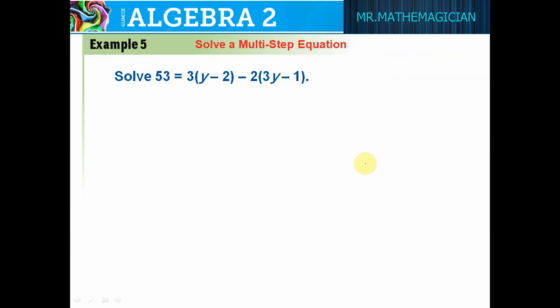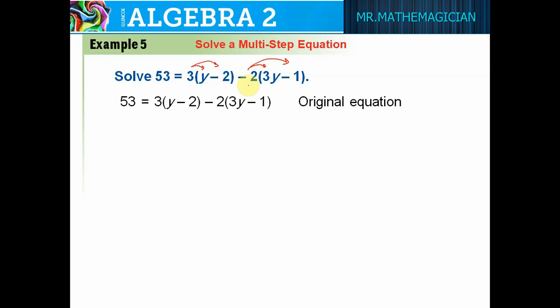Solve 53 equals 3 multiplied by y minus 2, minus 2 multiplied by 3y minus 1. The first step for sure is to expand these brackets, which means this 3 will be multiplied by the first and second terms, and this negative 2 multiplied by the first and second terms, and you need to pay attention to the signs very well. So this is the original equation.